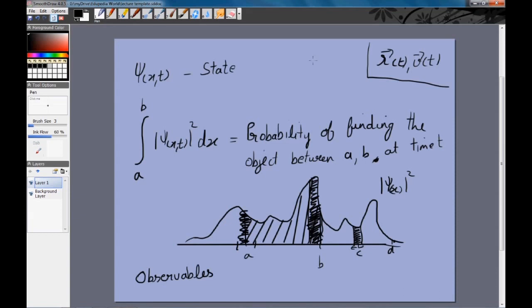So what happens is, and this is the difference between quantum mechanics and classical mechanics, every time you make an observation, every time you perform an experiment and measure something which is called an observable, you change the state.